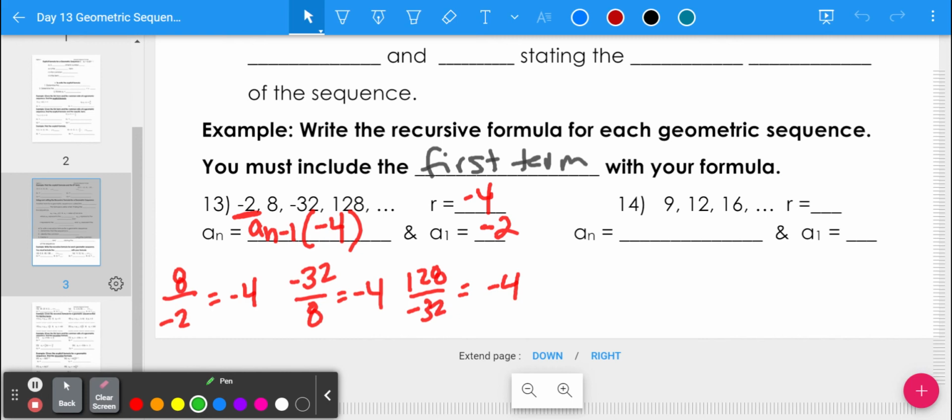Okay, as we look at number 14, we have 9, 12, 16, etc. My first term is 9. When I'm getting ready to find the common ratio, you might be a little confused here. You just want to do 12 divided by 9.